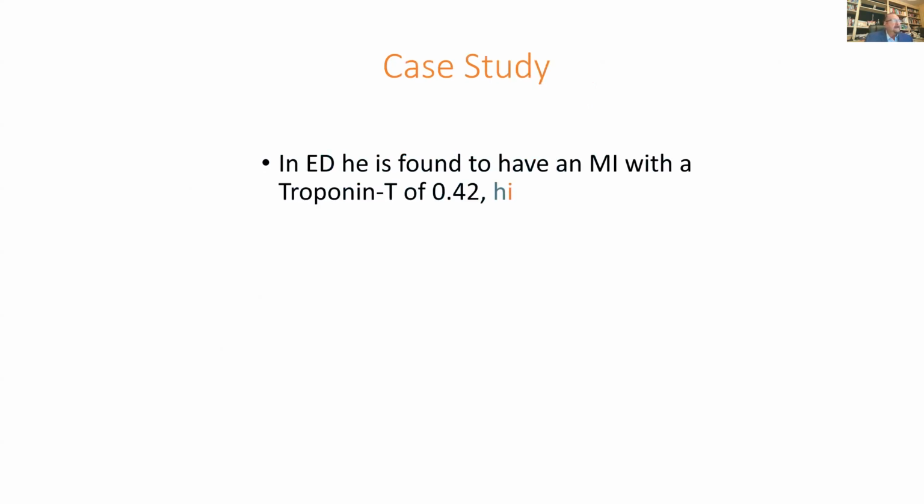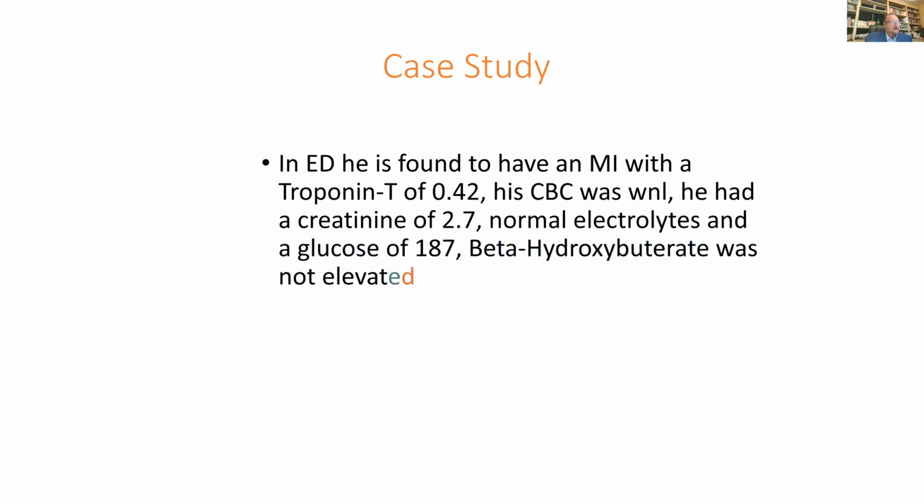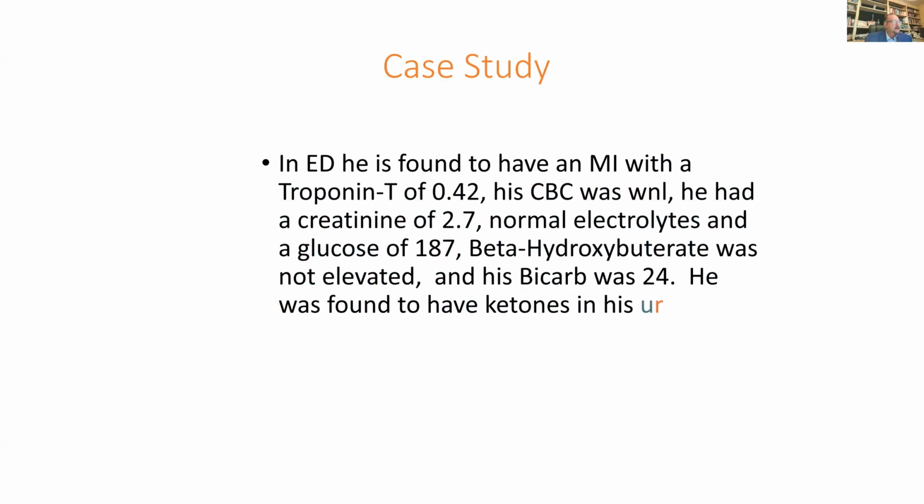In the ED, he's found to have an MI with a troponin T of 0.24, which is elevated. His CBC was normal. He had a creatinine of 2.7, which is elevated, normal electrolytes, and a glucose of 187. His beta-hydroxybutyrate was not elevated, and his bicarb was 24. Some people confuse that with ketoacidosis, but it isn't. He had ketones in his urine.